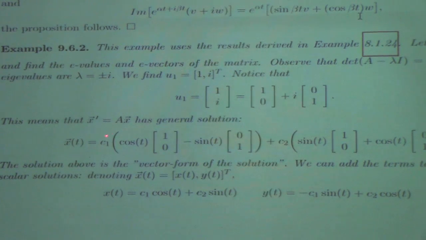And so this is the real part of e to the it times u1. It's cosine times that minus sine times that. The i times i gives you a minus 1, from Euler's identity. And there's the other piece, the imaginary part of the complex solution. So this shows you how to solve x prime equals Ax for any real matrix. This is a completely general solution technique brought to you by the Jordan form and the magic formula.